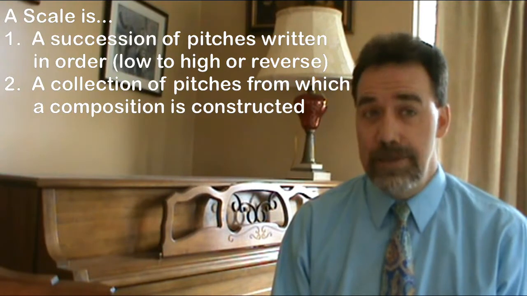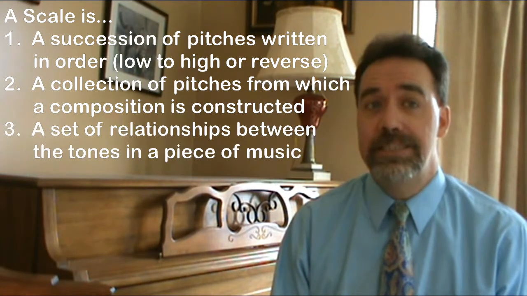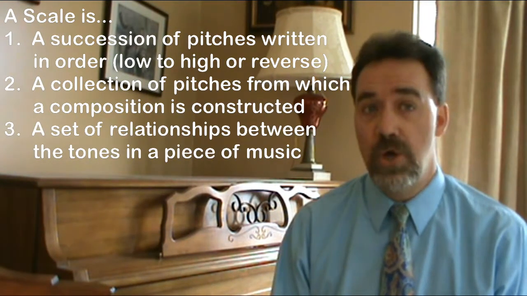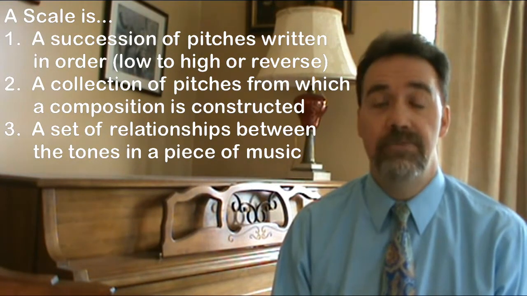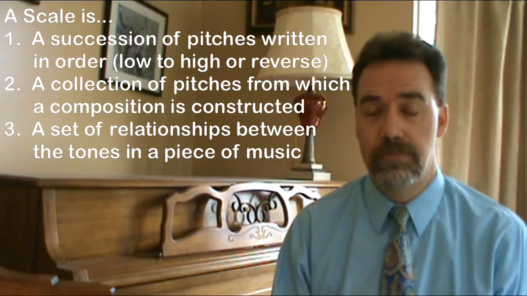At an even deeper level than that, a scale is a set of relationships between the tones in a piece of music. These relationships help to give the music direction. In tonal music, we usually use two scales, the major scale and the minor scale. And in the category of minor scales, there are three different types. We'll talk about those in a minute. We're going to learn how to write these using two methods. One of them I'm going to call the hard way, and the other I'm going to call the easy way.